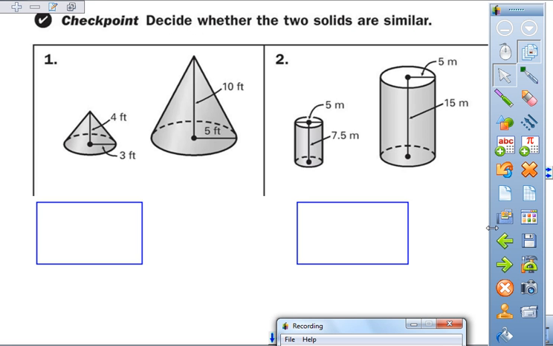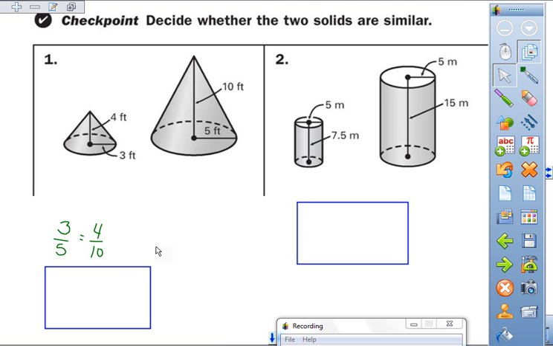Let's try this slide. Decide whether the solids are similar. So again, we need to look at the scale factors. So these are the relationships that I see, 3 to 5 and 4 to 10. So we double check to see that those fractions are equivalent. And we find out, no, they're not. 3/5 is not the same thing as 4/10. Same thing in number 2.